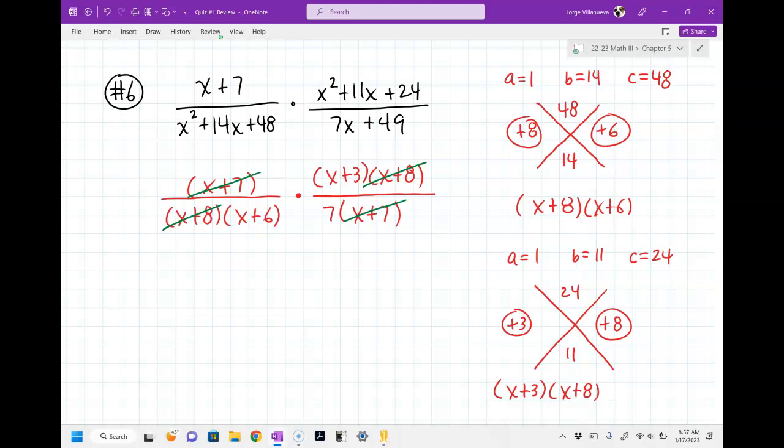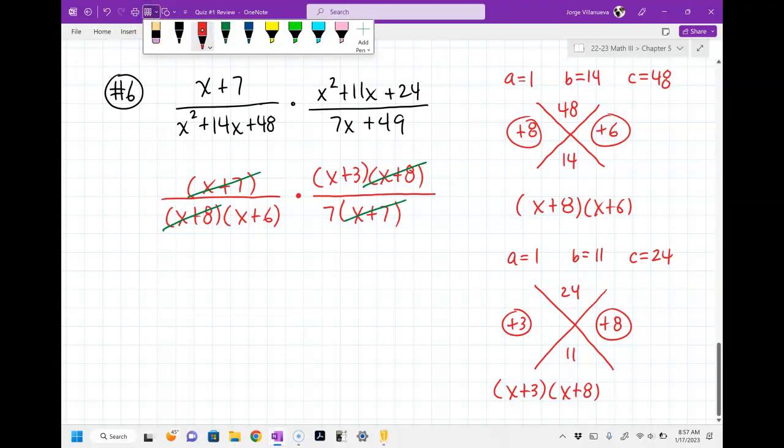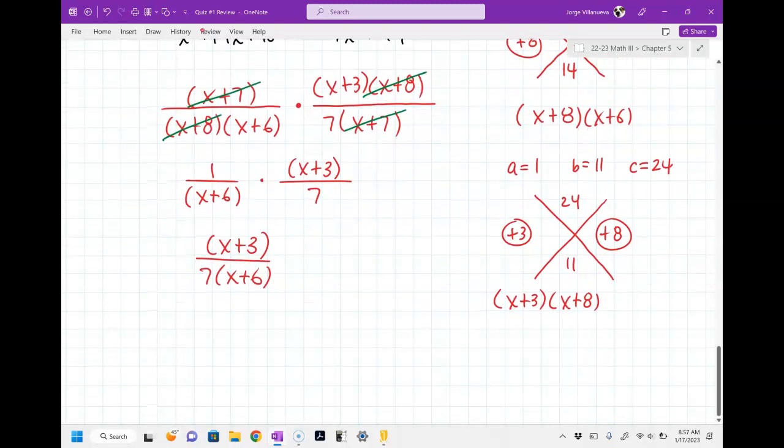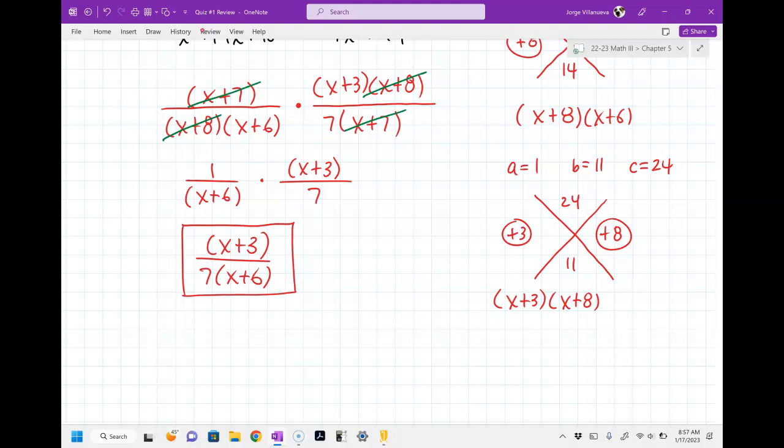So basically, just put everything together now, okay? On top, I'm going to take an extra step just so you can see it. You don't have to do this if you don't want to. But it's just so that you guys can see the aftermath of all this. That's what's basically left over. So if I multiply everything together, I get x plus 3 over 7 times x plus 6. You do not have to multiply the 7 into the x plus 6. Just leave it factored, okay? Leave it factored. And that'll be it.